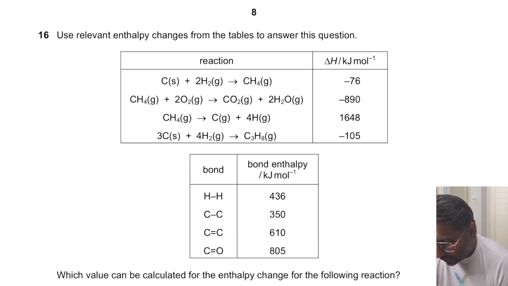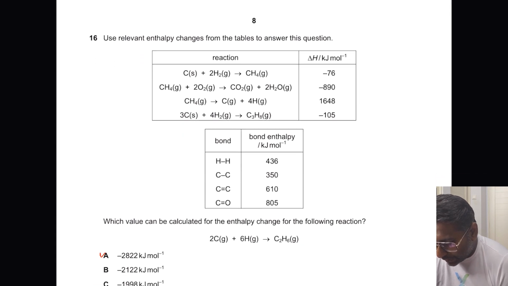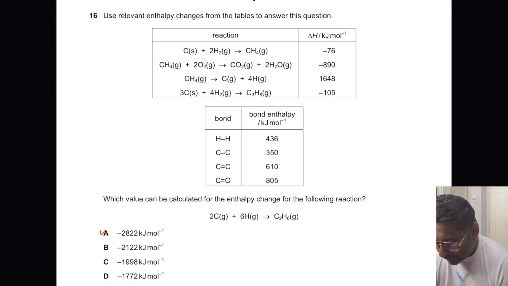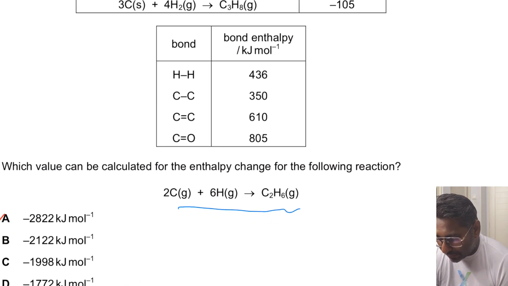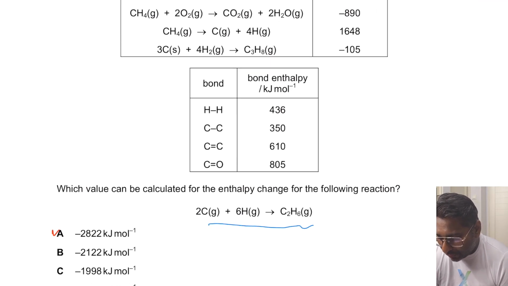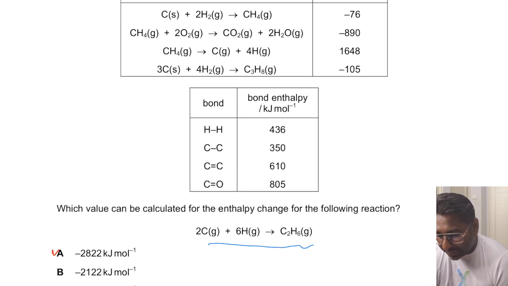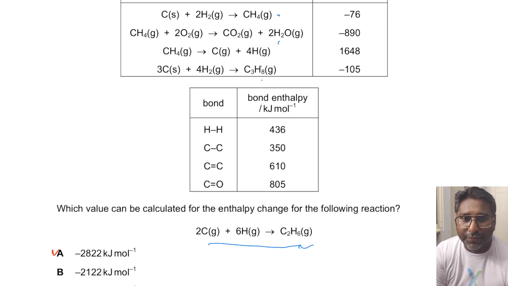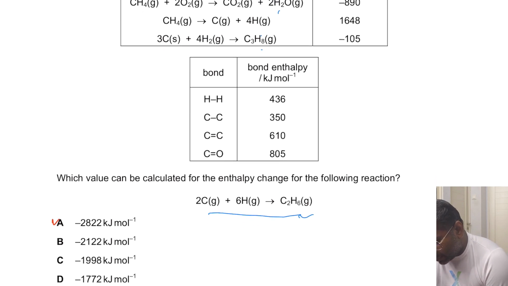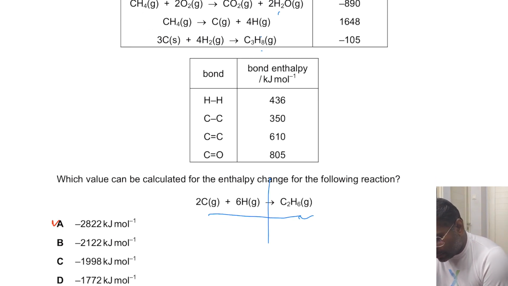Now the next question, 16. They gave you some values, and we want to calculate the enthalpy change for this. First, we see whether we can play around with the equation and get this. But when I look over here, there's no C2H6, so we cannot play around with it. So we have to use a different strategy over here. What we can do is, we just know that this one is bond breaking, and this one should be bond formation.